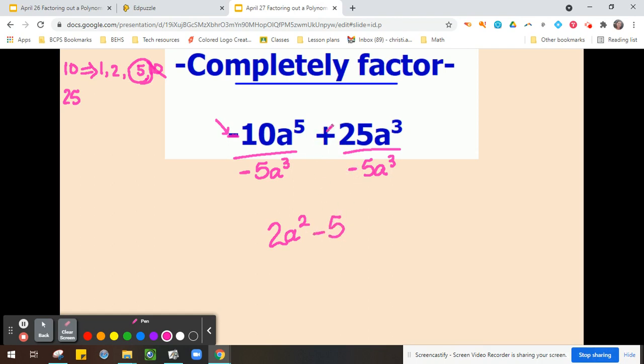Again, don't just copy that plus sign. Do the work that's indicated. A to the 3 minus 3 is 0. So there are no A's to come down with my 5. And don't forget, your first factor outside the parentheses is the GCF.